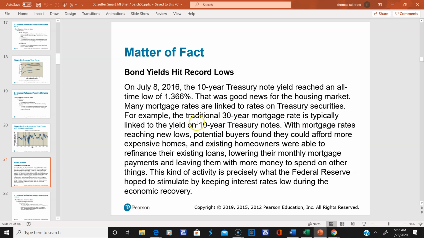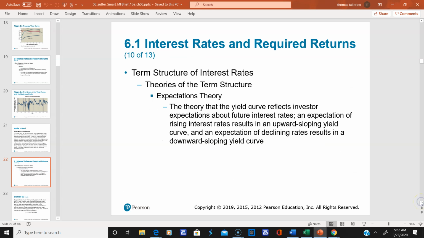There's a nice little item here that in 2016, the 10-year Treasury note yield reached an all-time low of 1.366. And as you must be hearing if you're watching the news, Treasury bonds are down, the 10-year Treasury bond, and the Fed funds rates are extremely low now. They're trying to keep the economy going, and the Fed's got more weapons in its arsenal.